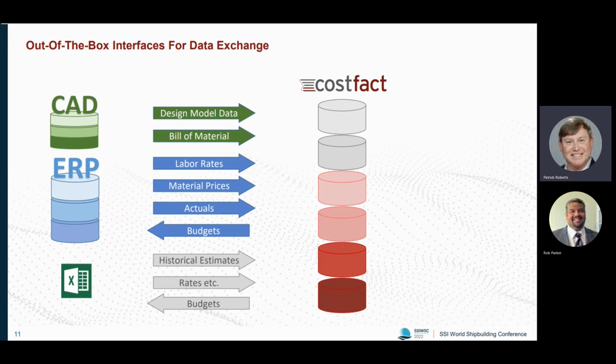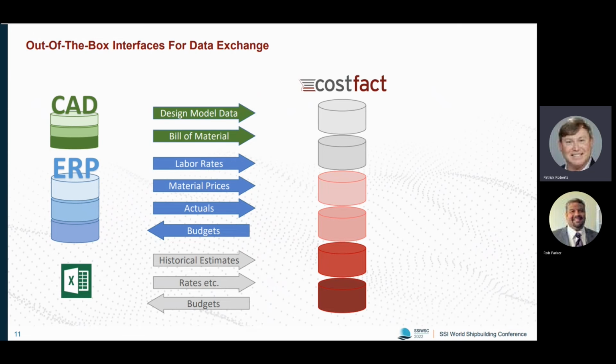To access this information, we have some out-of-the-box interfaces in CostFact: to import information from the design model, to import information from the ERP system, and also to exchange data with Excel files, of course. These out-of-the-box interfaces can be used right from the start. In the course of a trial installation of CostFact, typically when CostFact is implemented for permanent use, these interfaces are customized in order to increase the degree of automatization.